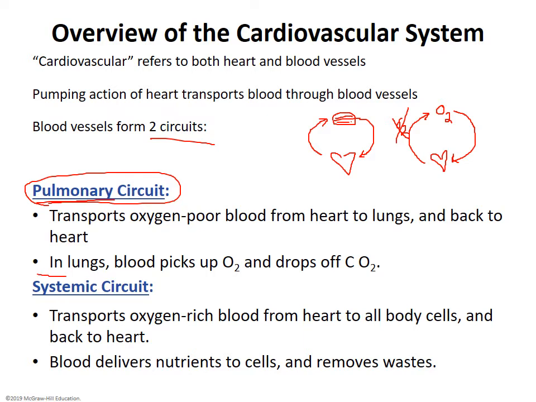Now, the systemic circuit, which is the majority of our circulatory system, is the reason that most people learn arteries carry oxygenated blood and veins carry deoxygenated blood, which is false. The systemic circuit is talking about how the heart carries blood out to our body. It carries blood out to our body, drops off the oxygen, picks up the carbon dioxide, and then comes back to the heart. So in this one, the arteries carry oxygenated blood.